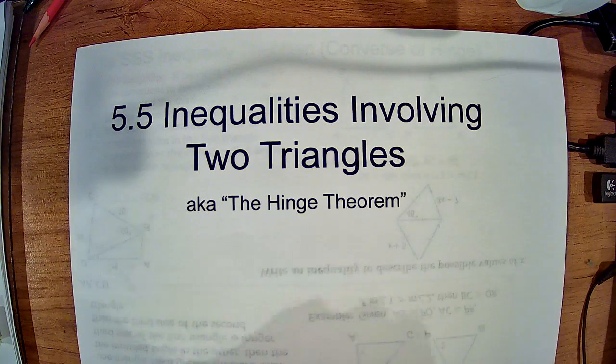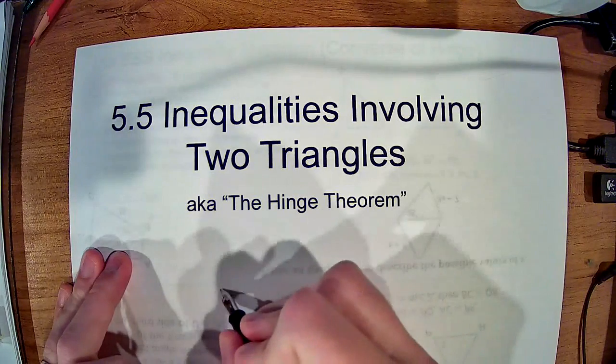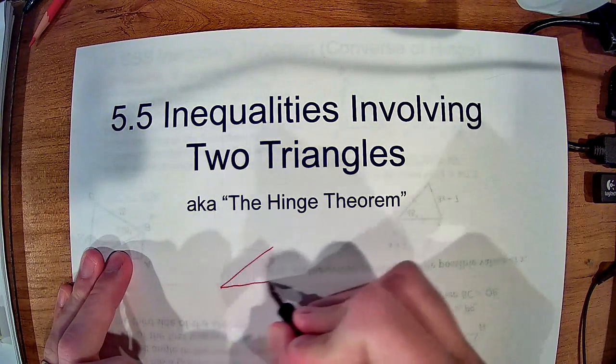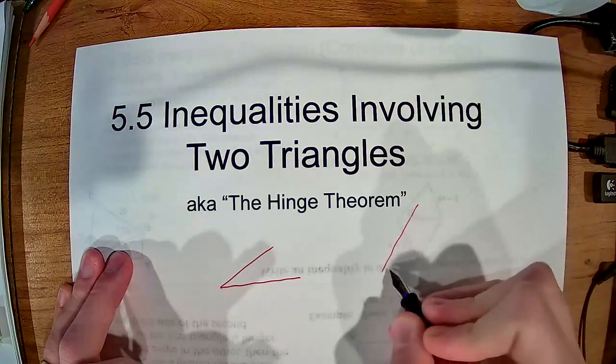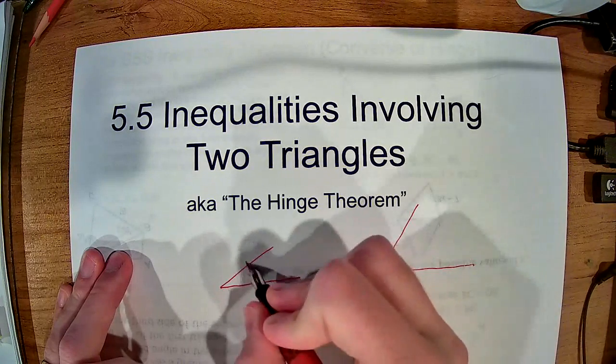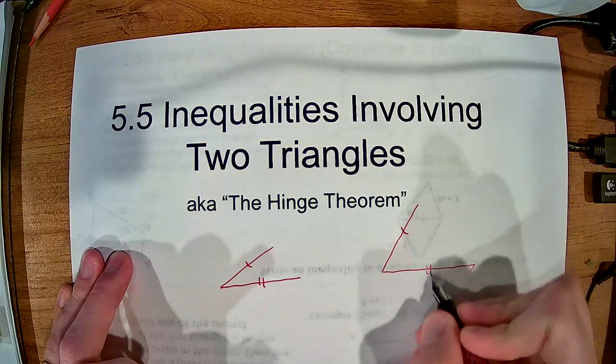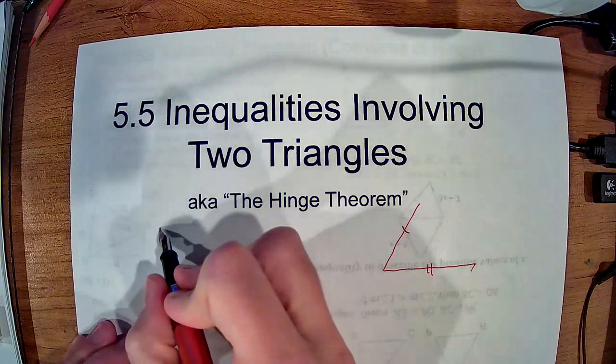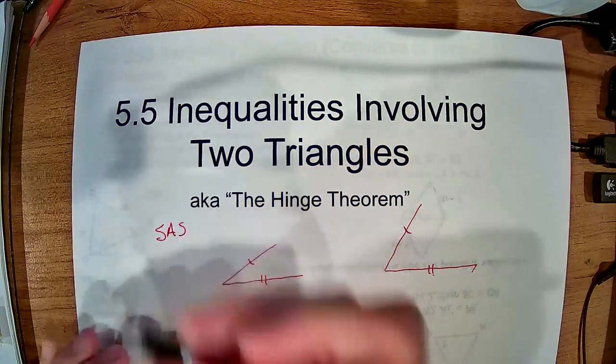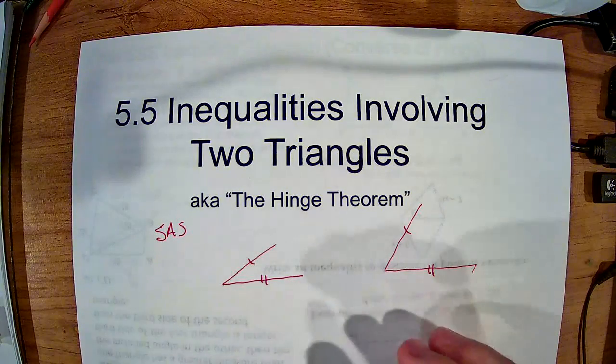Basically, what this deals with is the idea, let's say I had a triangle here and a triangle here, and let's assume these sides are the same and these sides are the same. And it's based on the idea of side, angle, side. And here's sort of the gist.